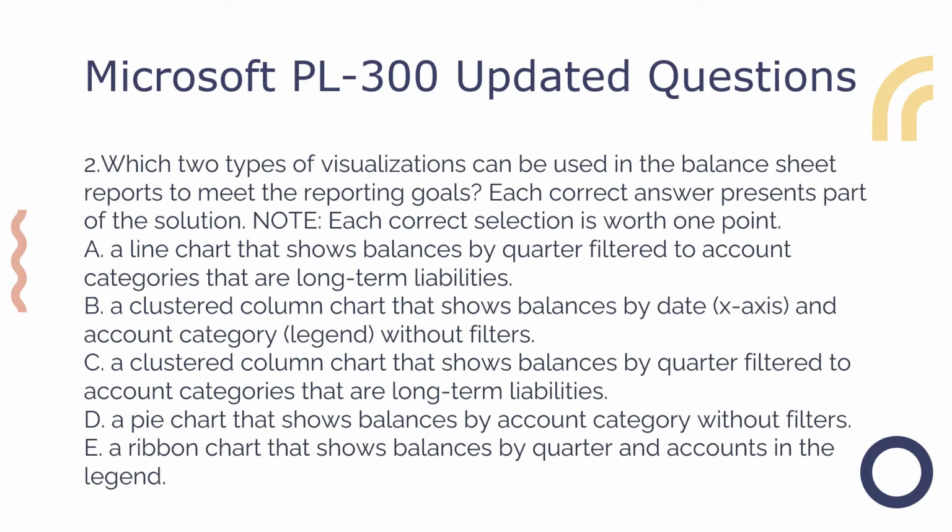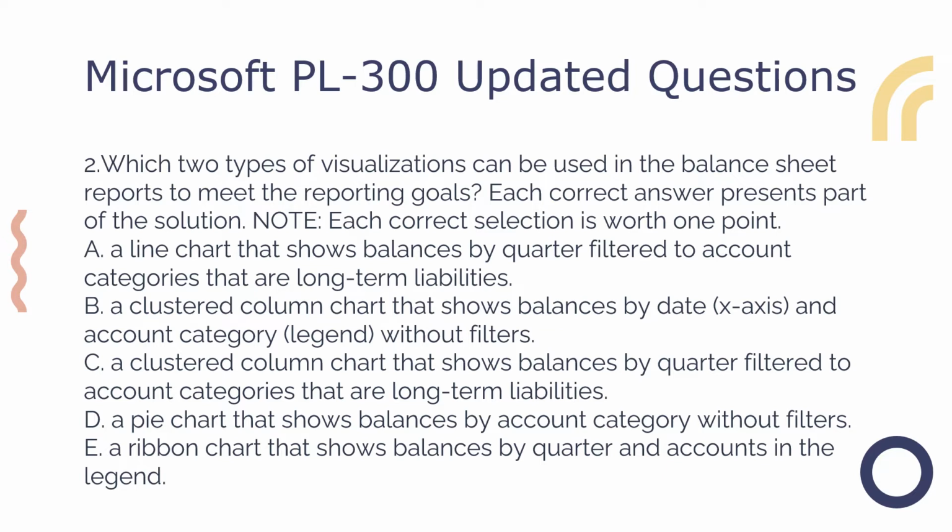2. Which two types of visualizations can be used in the balance sheet reports to meet the reporting goals? Each correct answer presents part of the solution. Note: each correct selection is worth 1 point. A. A line chart that shows balances by quarter filtered to account categories that are long-term liabilities.